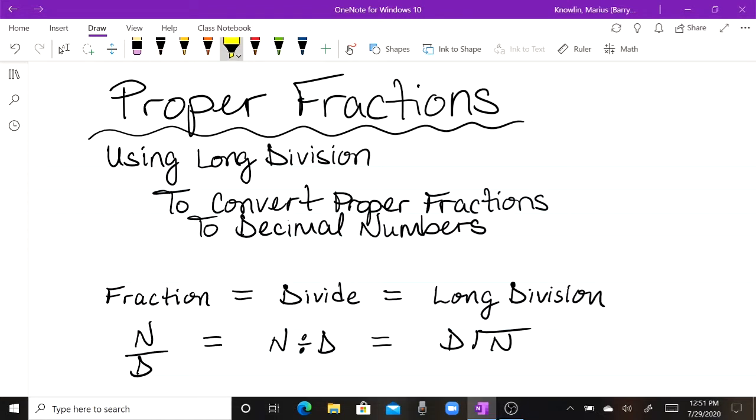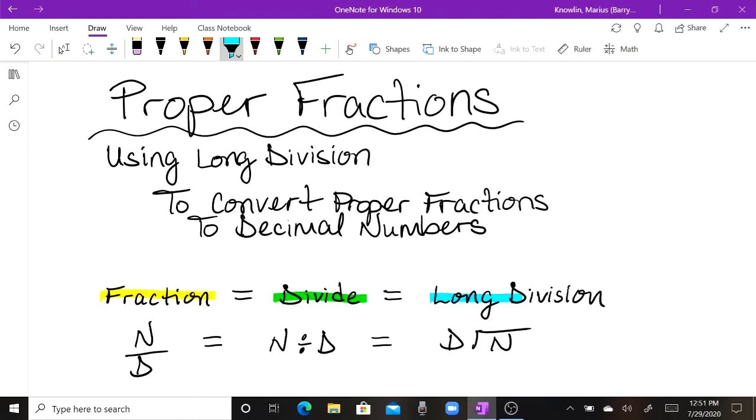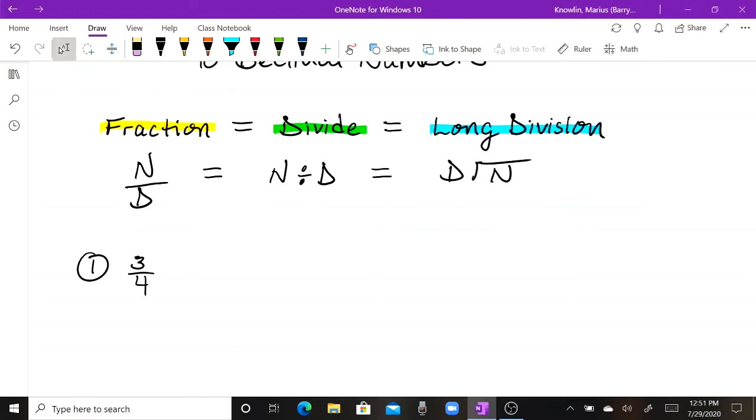So once again, we already have the fractions, how it looks as a division sentence, and how it looks when you're using long division. We want to remember that, just like when we were doing improper fractions. But now let's jump in and see how to convert this fraction to a decimal. Well, first this says 3 divided by 4. So 3 divided by 4. Or we can try to see how many times 4 goes into 3.